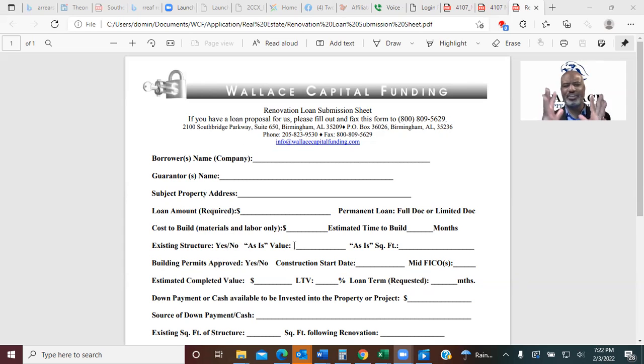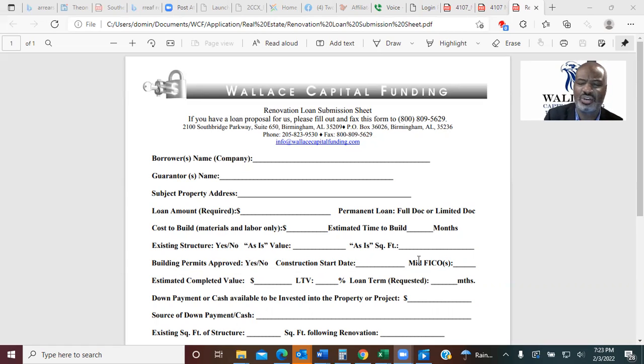What is the current as-is value? What is the current value of the property as it stands? And then how many square feet is this property as it sits? How many square feet as is? Are building permits approved? Are they already approved on this, yes or no? And then what is the construction start date? So when are you going to start renovating this property?